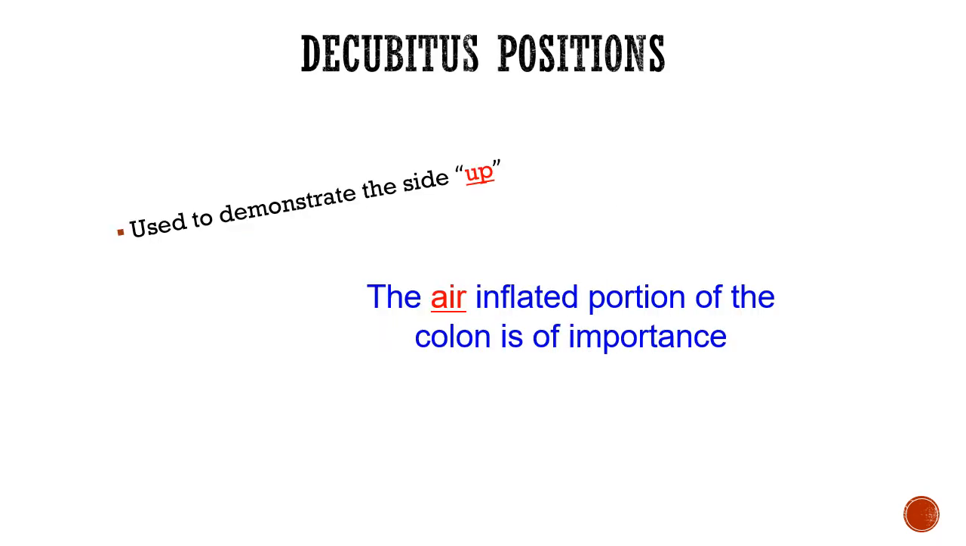Now the decubitus positions, we do two decubitus positions possibly, especially with air contrast enemas. They're used to show the side up. I purposely put that crooked. The air inflated portion of the colon is the part that's of importance, the air part. So where does air go? Air always goes up. Barium is a suspension, so it's going to go down.